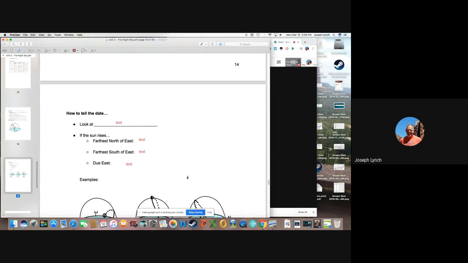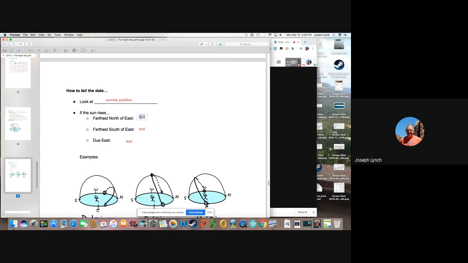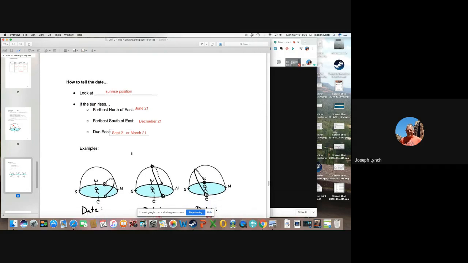So how to tell the date? All you look at is the sunrise position. It doesn't matter what the sun's doing at noon or whatever to tell the date. Just look at sunrise. And remember, it rises farthest north of east on June 21st, or farthest south of east on December 21st. And due east on September 21st or March 21st. And you can't tell those two apart.